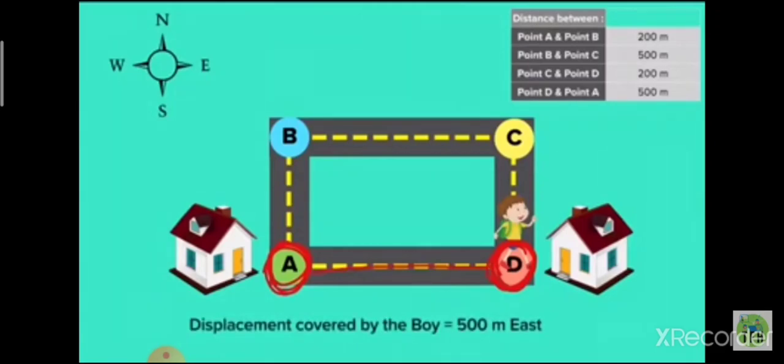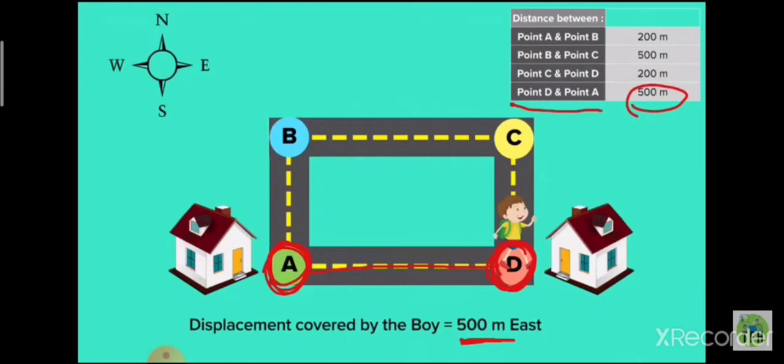So we started from point A and ended on point D. Okay. So the distance between point A and point D is 500 meter. So the displacement covered by the boy is 500 meter.